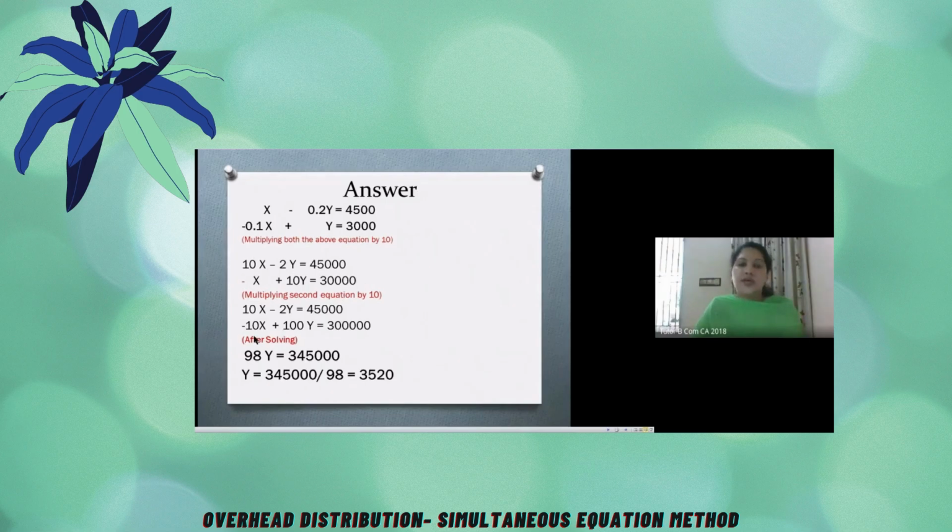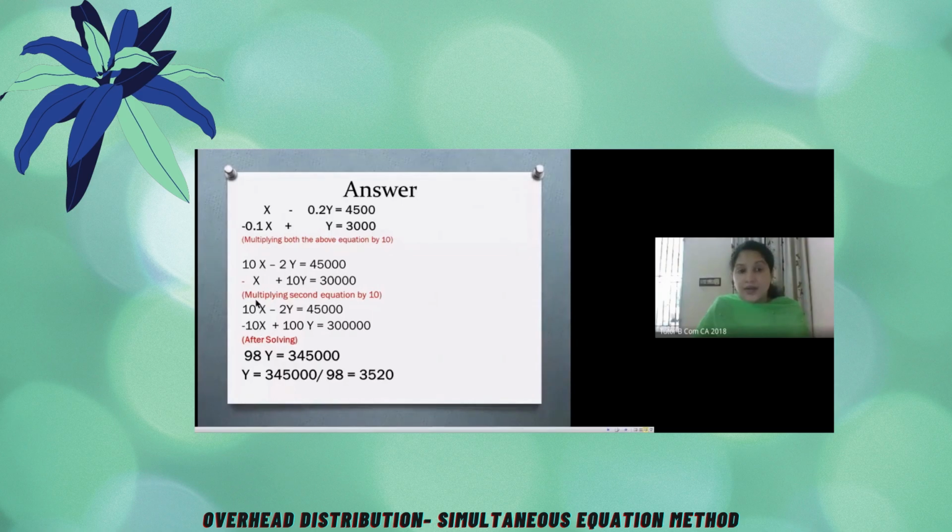So second equation, when I multiply with 10, it would be negative 10x. See, negative x into 10, so negative 10x. First equation I wrote like that itself. Negative 10x plus 10 into 10, 100y is equal to 3 lakh. Okay, so I got two algebraic equations. Now I can solve it easily.